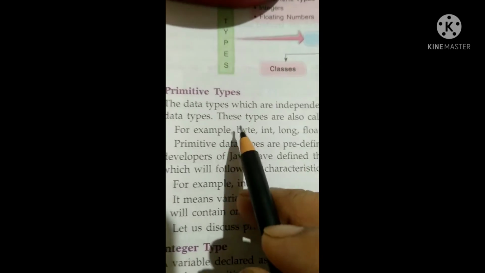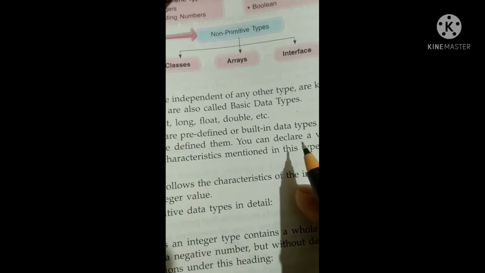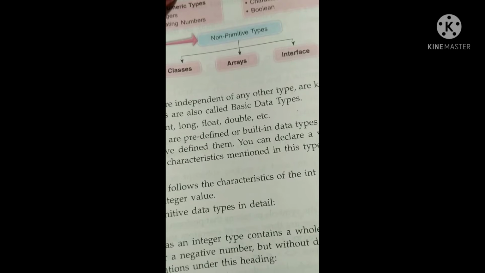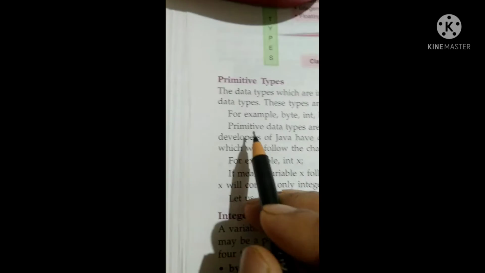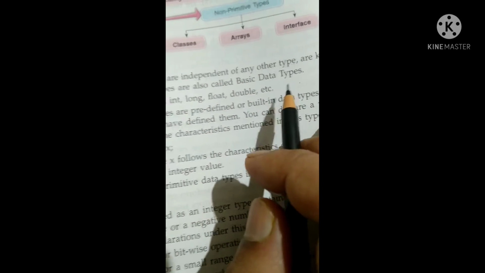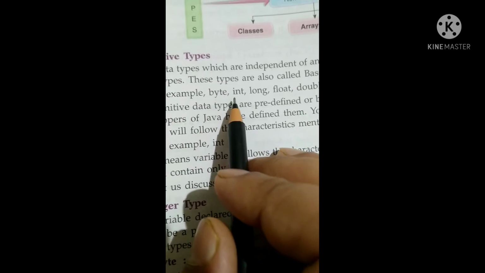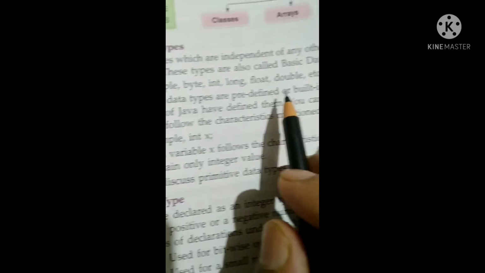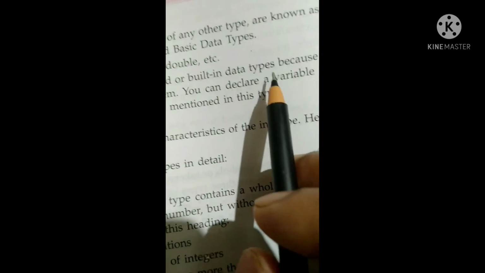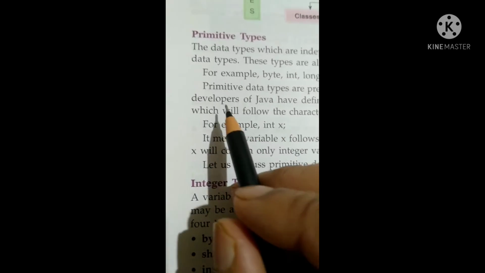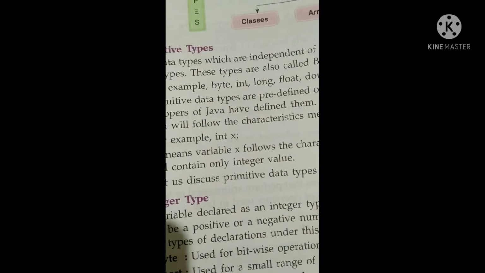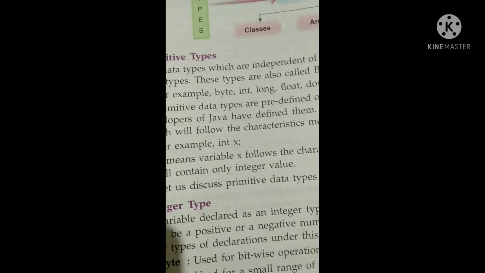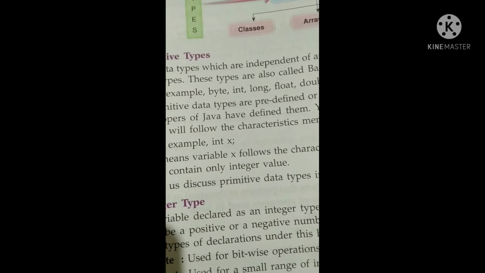The data types which are independent of any other types, where there is no involvement of any other data type, are known as primitive data types. So these are also called basic data types. For example, byte, int, long, float, double, these are primitive data types. Primitive data types are predefined or built-in data types, because the system developers of Java have defined them. This was written at the time of development of the Java programming language, so we programmers do not write this.